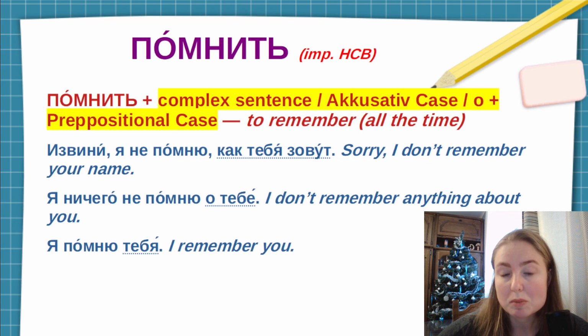So, this verb belongs to the second conjugation, группа 2. So, it's absolutely a regular verb. So, how do we change this verb in the present tense? Я помню, ты помнишь, он, она помнит, мы помним, вы помните, и они помнят. Past tense will be absolutely okay, like он помнил, она помнила, и они помнили.